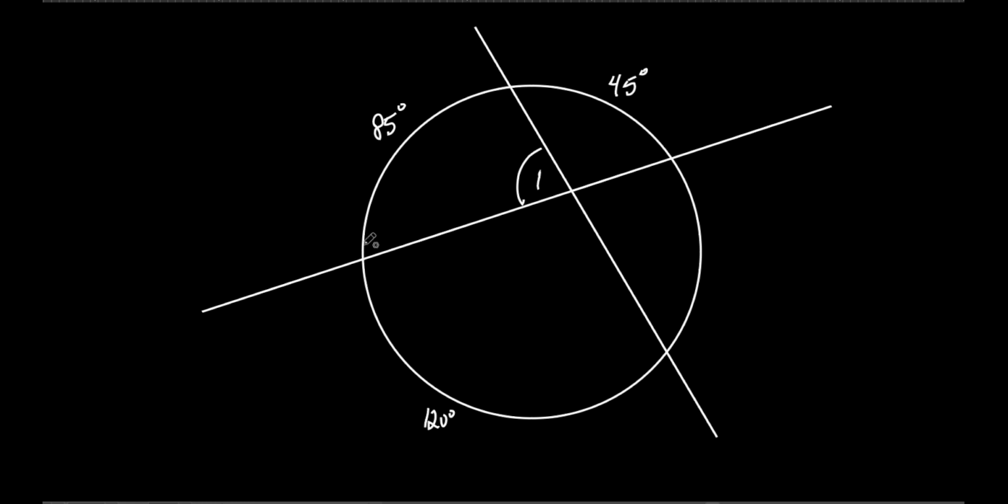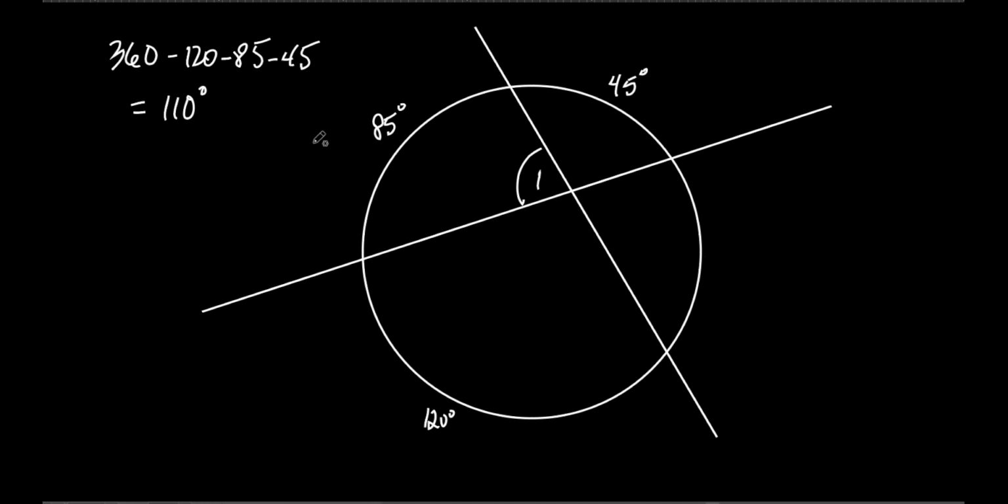It would be this 85, right? And this arc that we don't know. It's the only one that we don't know. So how could we find it? Yep, exactly right. Add up these 3, take it away from 360. So you could go 360 minus 120 minus 85 minus 45, and that's going to give you 110. I already did the math, so that's 110.